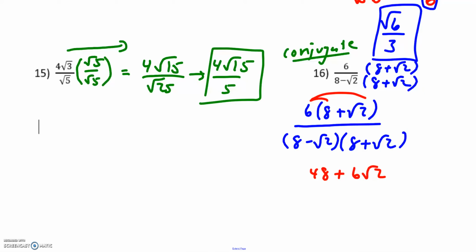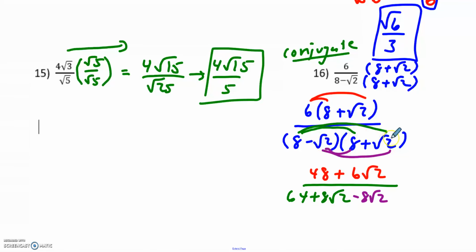In the denominator, I have to FOIL or distribute. I prefer the word distribute. The first thing we would like to distribute is the 8 to both of these terms. So that would be 8 times 8, 64. 8 times root 2 is just 8 root 2. Part 2 is distributing the negative root 2. So negative root 2 times 8 is negative 8 root 2. Negative root 2 times positive root 2 is negative root 4. I am allowed to multiply and change the number underneath because I have two radicals.